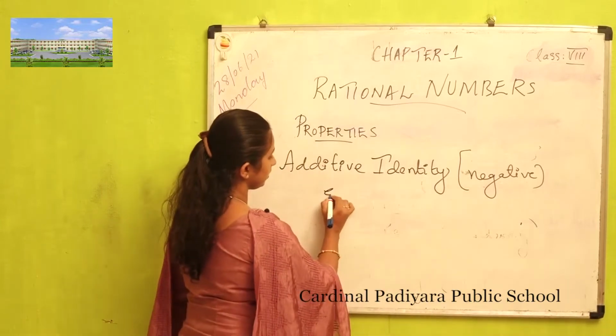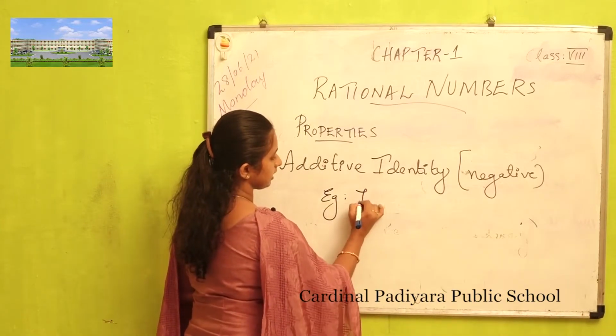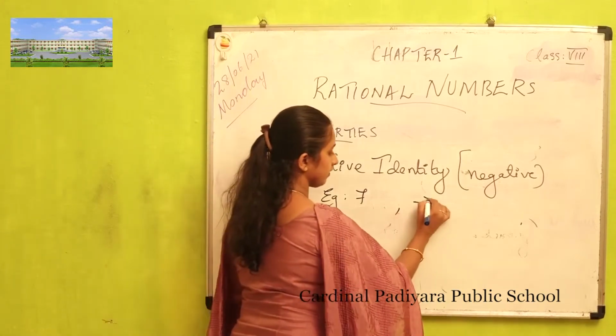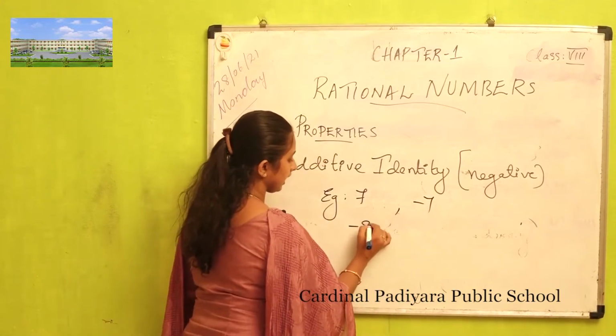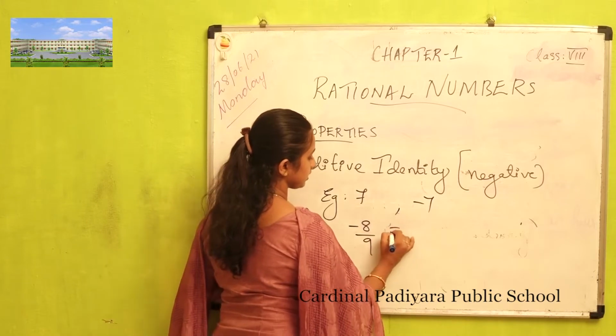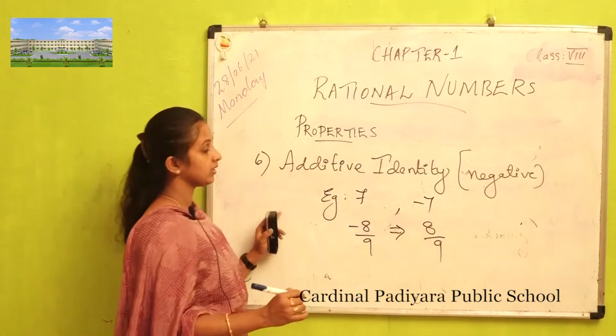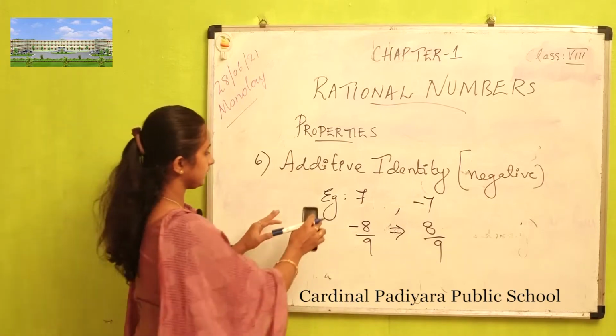That means, for example, 7. Then the additive identity of 7 is negative 7. Additive identity of 8 by 9 is positive 8 by 9. This is known as the additive identity.